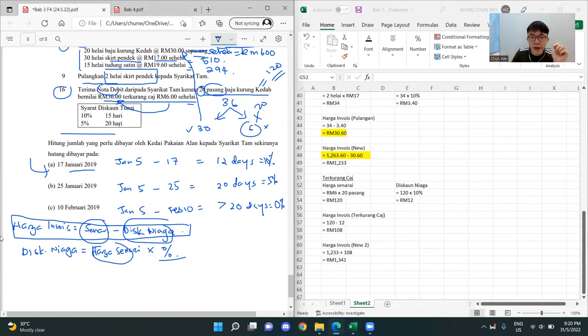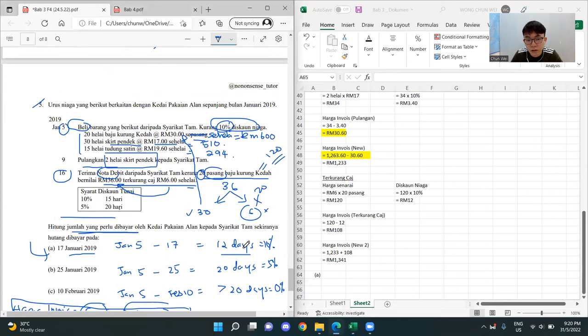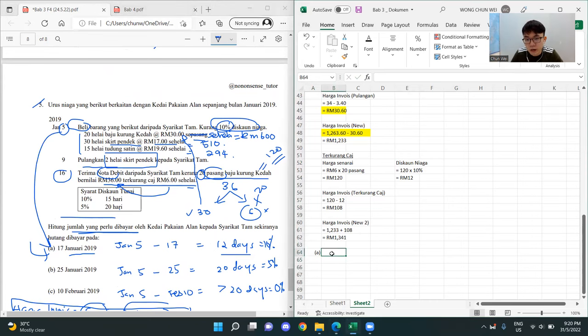Only we ended to A. Okay, so what about A? So A is saying that we pay on 17th. So what is the jumlah yang perlu dibayarkan? So if I pay on 17, tadi already calculated 12 days from 5th sampai 17 is 12 days, so I get 10%. So what is the discount tunai yang I akan dapat? So the discount tunai will be 10% lah, because 12 days.